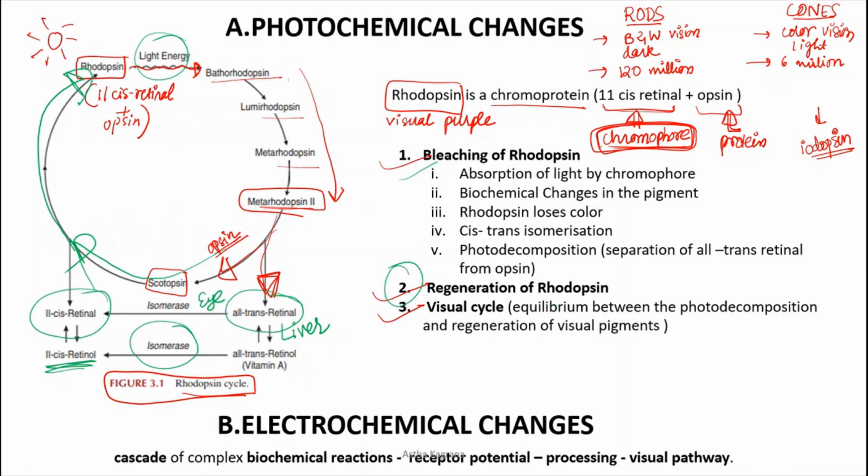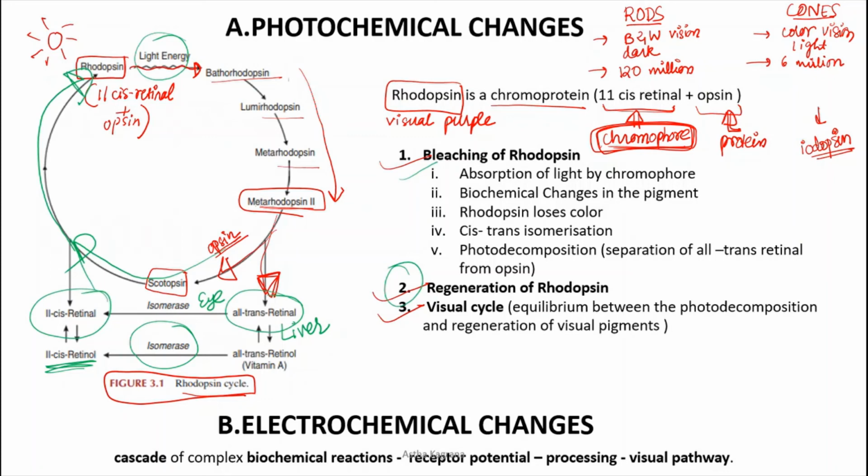Lastly comes your visual cycle. What is this visual cycle? It is an equilibrium between the photodecomposition and regeneration of visual pigments. So once this 11 cis retinal is decomposed to form all trans retinal, there is an equilibrium. There will be an equilibrium maintained between its conversion and its regeneration. So this is what your visual cycle, that is your Wald's visual cycle, is.